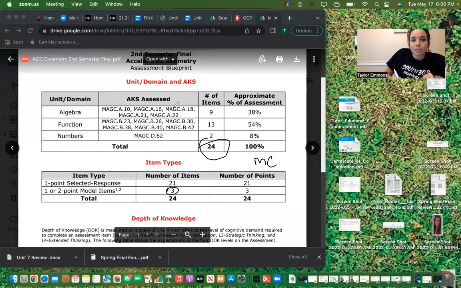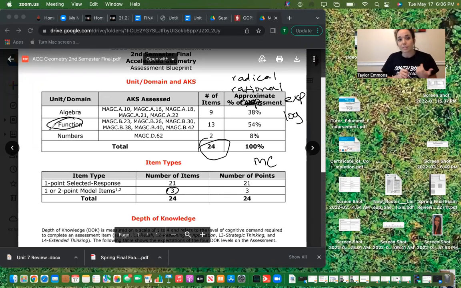Okay. So these are all the different AKS. All of these come from this semester. Most of these are about different types of functions. So y'all dealt with radical functions, rational functions, exponential, and you dealt with logs. So those are the different types of functions that you're going to see. Now, this algebra domain is going to be like solving, okay? And then this 62 is going to be like rational functions and rewriting exponents. And again, I'll give you some examples of that in just a second.